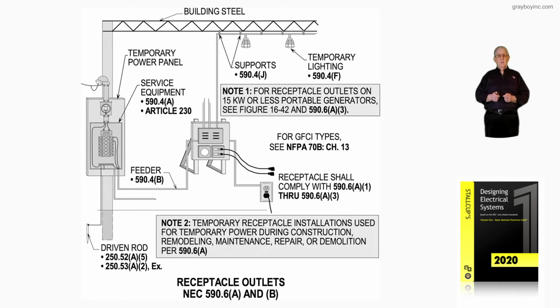We could also route to a location where a GFCI receptacle is. But the main thing, these receptacles have to be GFCI protected. And of course, we know that 590.6 deals with that. And then, as we've pointed out in many illustrations, we can read all about these different types of GFCIs in Chapter 13 of 70B, the advantages, the disadvantages of which one you choose, for example.